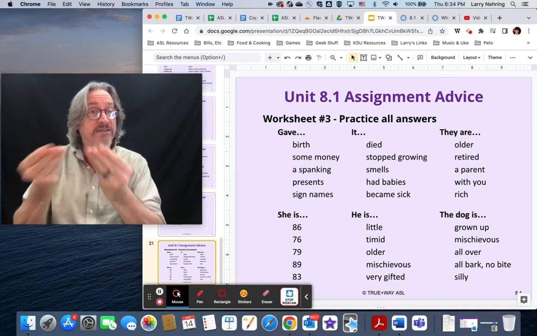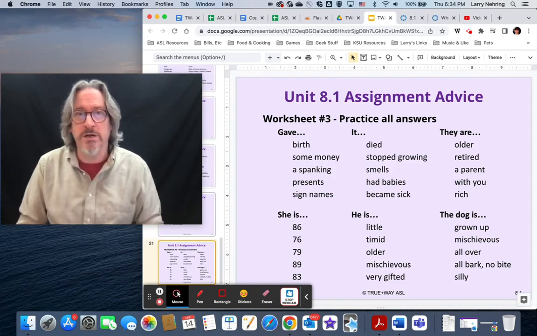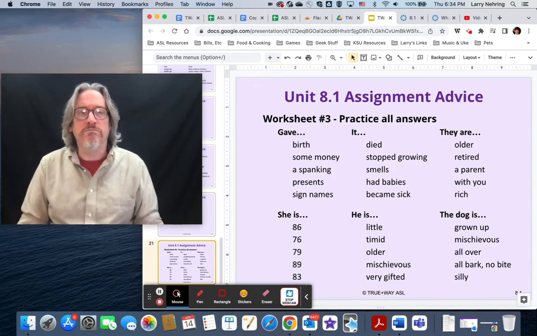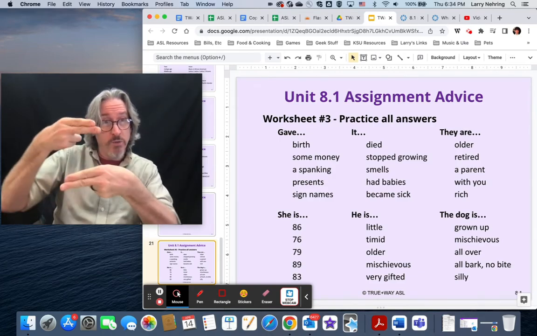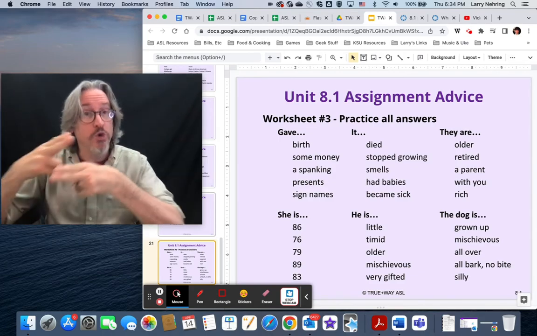You could give presents. You can give that one. Give a sign name. You could give a sign name, or you could name someone. We know name. Now you can do it as a verb, where you call someone something.